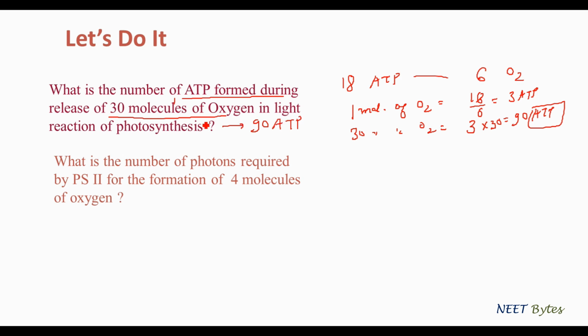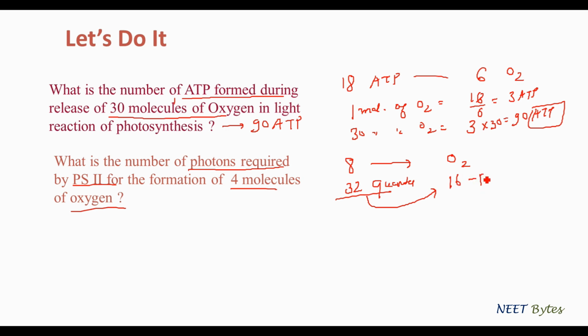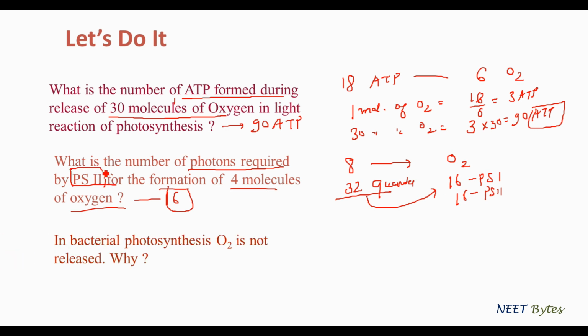Okay, let's see one more question: what is the number of photons required by PS2 for the formation of 4 molecules of oxygen? Again, we will utilize the same relation, because you see 8 quanta of light are required for the release of 1 molecule of oxygen. So naturally, for 4 we need 32 quanta, but mind it, these 32 quanta are divided, 16 for PS1 and 16 for PS2. So the correct answer to this question is 16, because it is asking only for PS2.